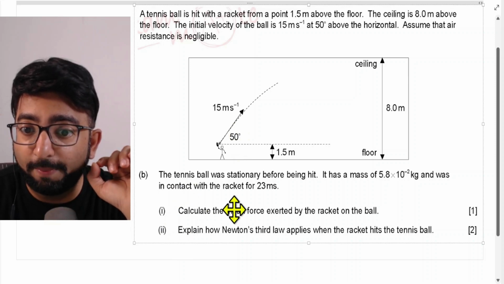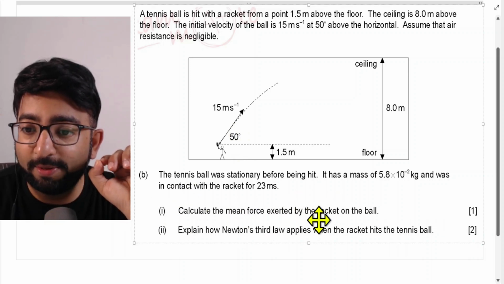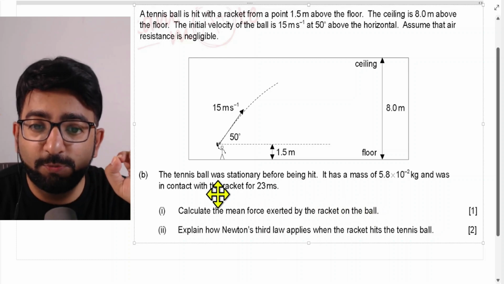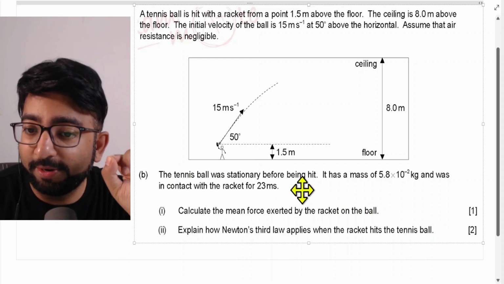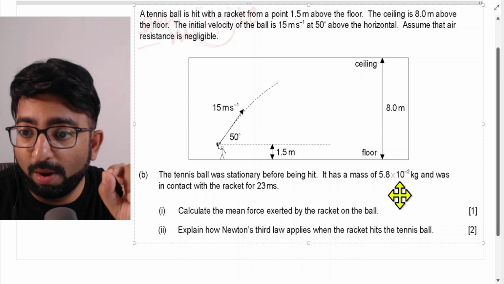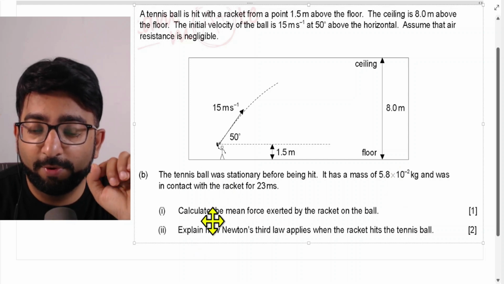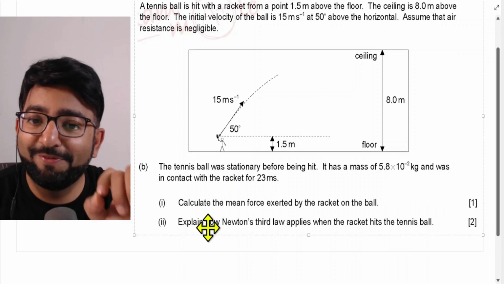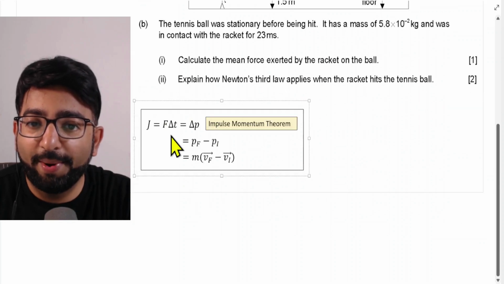We have to figure out the mean force which is exerted by the racket on the ball, if it is mentioned that the tennis ball was stationary before being hit. So the mass and the time of contact are also given. So how do we figure out the mean force? We will again use the impulse momentum theorem.